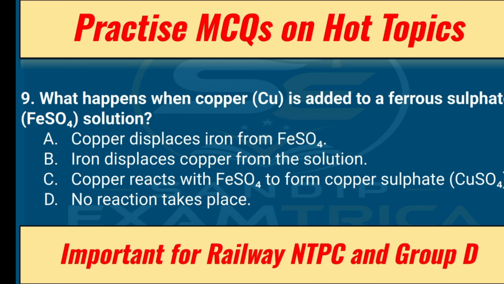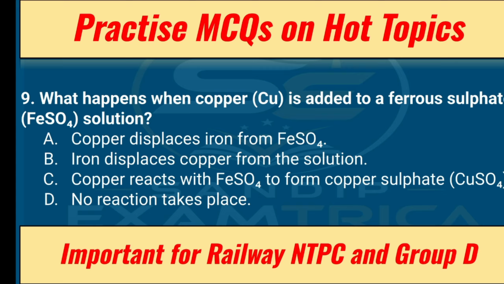Next, what happens when copper is added to ferrous sulfate solution? When copper is added to ferrous sulfate solution, copper is less reactive than iron. That's why the copper cannot displace iron from FeSO4. At that time, no reaction takes place because copper is less reactive than iron. For that, we have to know the reactivity series.